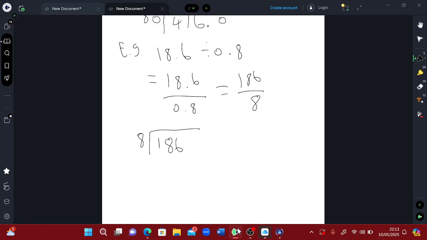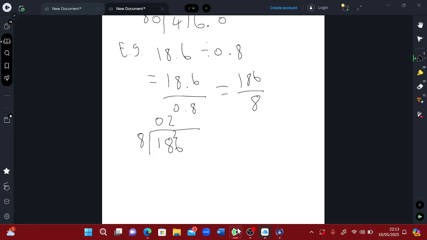So then do it digit by digit. How many 8's go into 1? None, because 8's bigger. Then 18. So 8 goes into 18 twice. So it's 16 with remainder 2. So bring the 2 on here. So now we've got 26. And how many 8's go into 26?